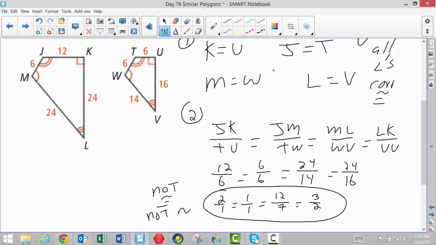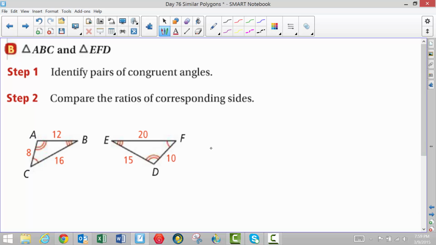So even though my angles were congruent, my ratios were not the same. Therefore, they are not similar figures. Why? Because the ratios between corresponding sides were all different. Let's try another one. Two triangles. Let's see if they are similar.